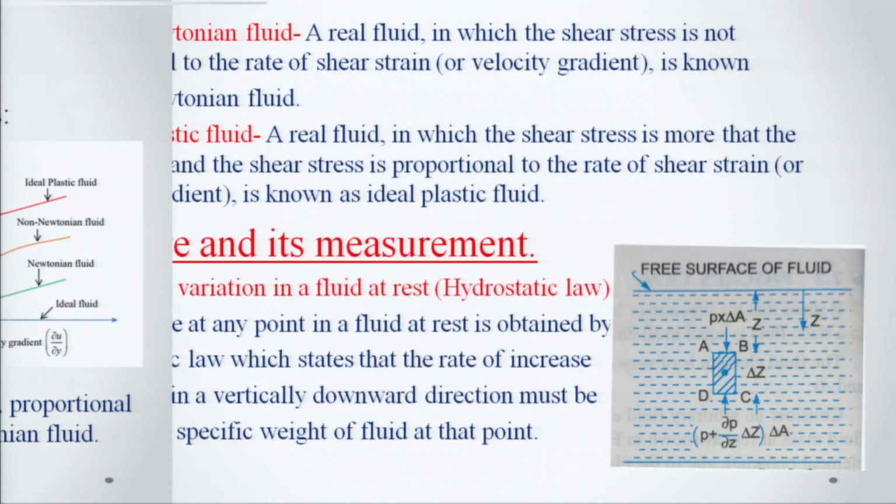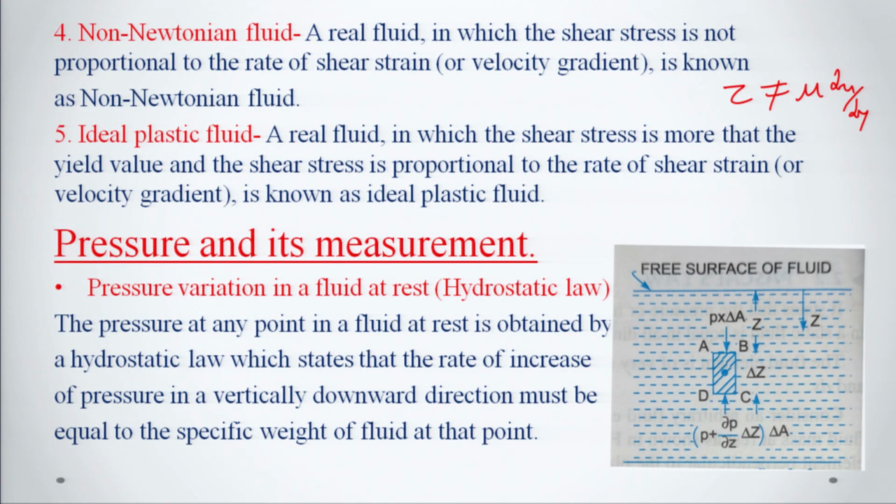So, by this we can understand the types of fluid and their relationship with du by dy, means the velocity gradient. Now, we will understand pressure and its measurement. Before going to the measurement of the pressure, let us understand what is pressure and what is the pressure of a fluid when it is inside any fluid at rest. We will understand what is the pressure variation in a fluid at rest, and this same thing can also be termed as hydrostatic law.